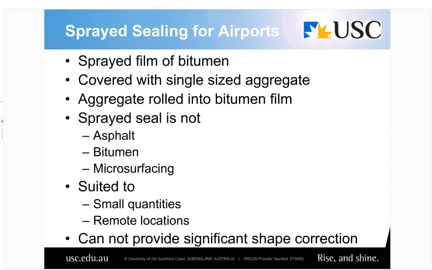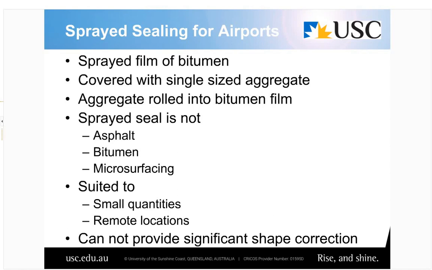Spray sealing is usually highly suited to small quantities of work, because the equipment required, and we'll talk about that later as well, is relatively small and mobile and transportable in comparison to, say, asphalt production and construction equipment, which also makes it very suited to remote airport locations. And we'll talk about the relative economics of asphalt versus spray seal a bit later on, because it's an important equation for a regional airport considering what new surface to put on their runway down the track.